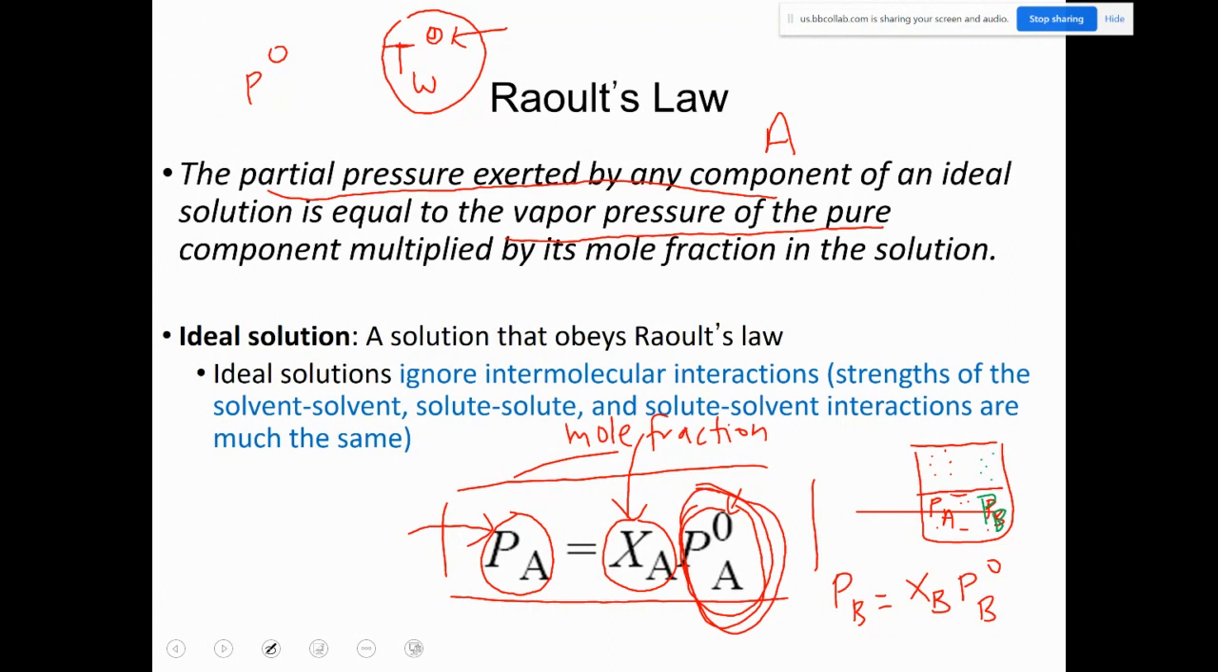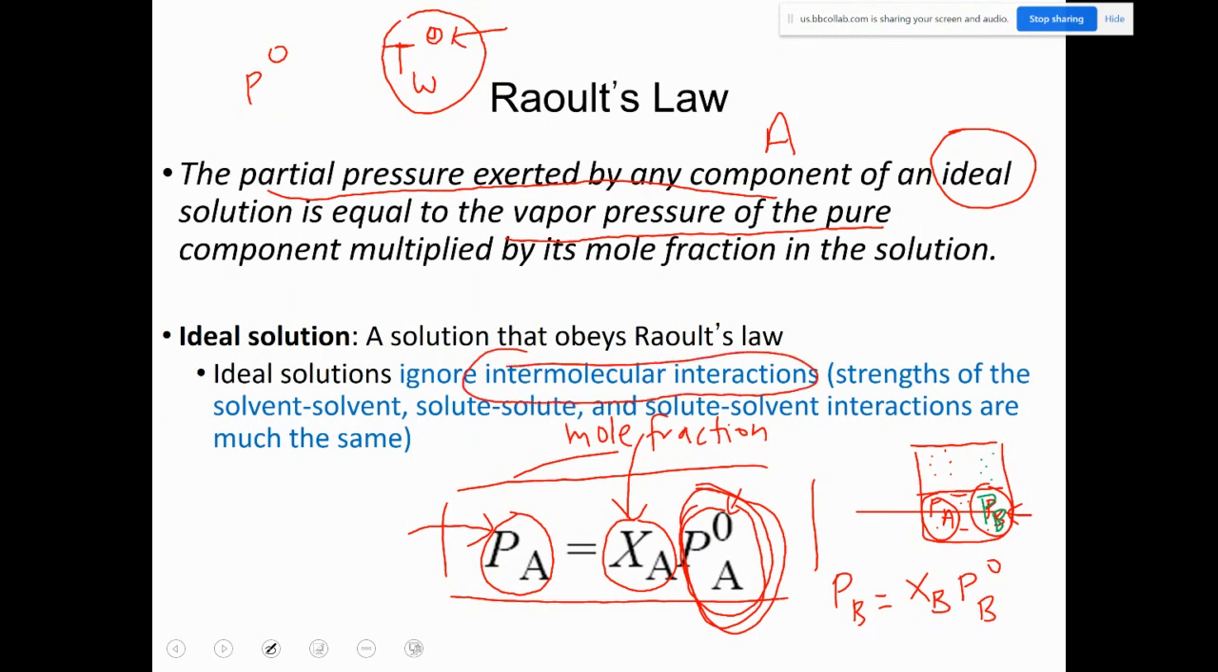Now, I use the term ideal solution right here. The concept behind an ideal solution goes along the lines of the ideal gas that you learned in Chem 115. The idea behind an ideal solution is, first, it has to obey Raoult's law. And then when you have an ideal solution, we are ignoring the intermolecular interactions happening between A and B. Let's say A is water, which has hydrogen bonding, whereas B is another solvent which doesn't have hydrogen bonding. Those are different kinds of intermolecular forces coming into play. But in an ideal solution, we're ignoring those intermolecular interactions.